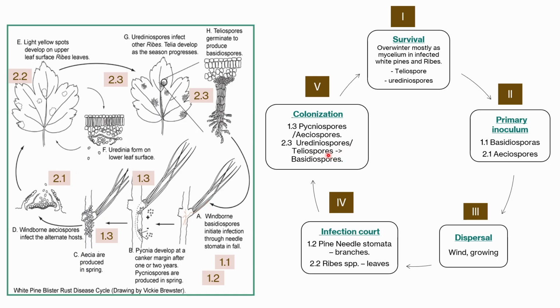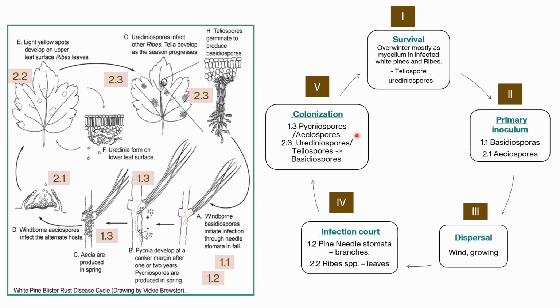These teliospores are considered the survival spores of rust fungi, and later teliospores form and germinate in the fall to produce basidiospores that can infect the pine again, and the cycle continues again.